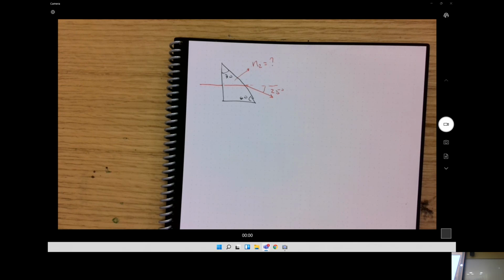The 25 is not a critical angle. Is that the refraction? Yeah, the critical angle is when all the light bounces back. So that's just the exit angle, just an exit angle.